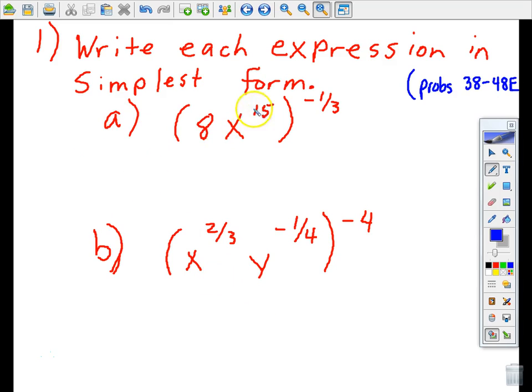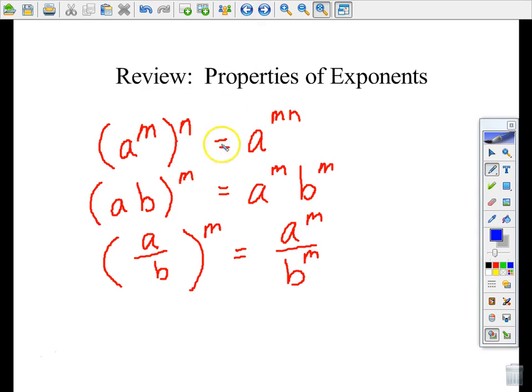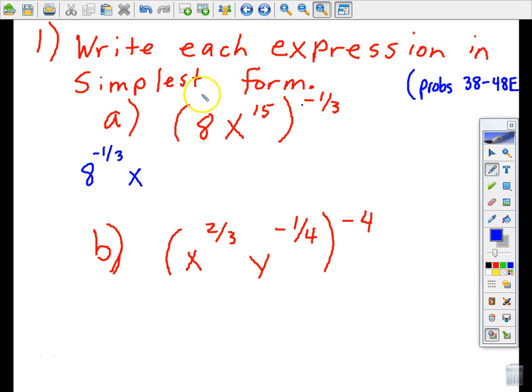In letter A, I have this monomial 8x to the 15th in parentheses, and this implies that everything in the parentheses needs to be raised to the negative 1/3 power. So I'm going to start with 8 raised to the negative 1/3 power. And when I raise x to the 15th to the negative 1/3 power, we just looked at a rule, just bear with me for a second. When one power is being raised to another power, power inside being raised to a power outside, we multiply those together. So we need to multiply 15 times negative 1/3, and we get x to the negative 5.